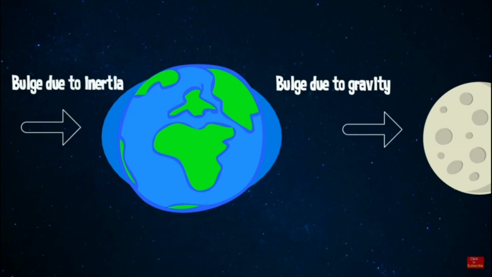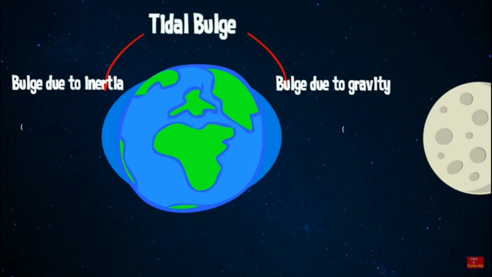On the opposite side, there is also a bulge. This bulge is created by something called inertia. Now, what is inertia? Inertia is the tendency of an object to keep moving in a certain direction. The moon pulls Earth's water, making a high tide on the side facing the moon. On the opposite side, the water wants to keep moving away, like when you spin a bucket of water and the water pushes out. This creates another high tide on the opposite side of Earth, giving us two high tides and two low tides each day.